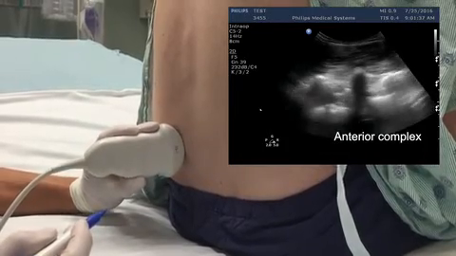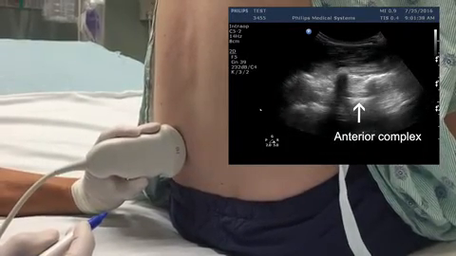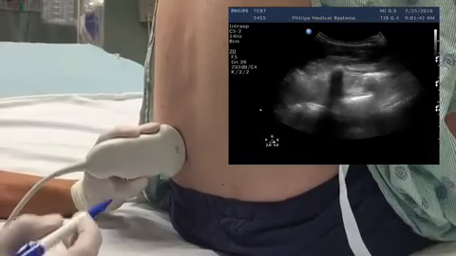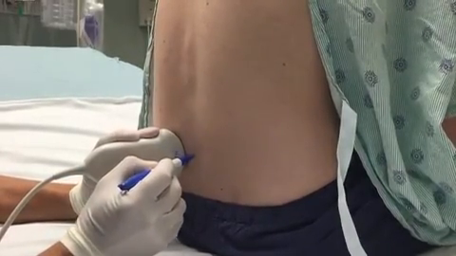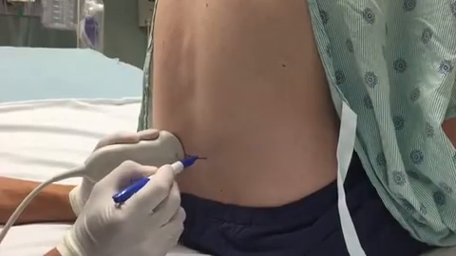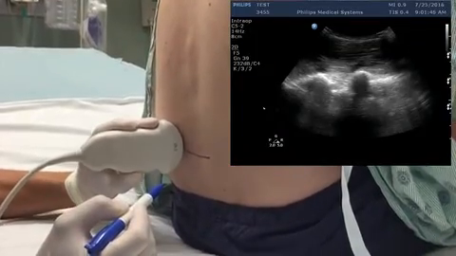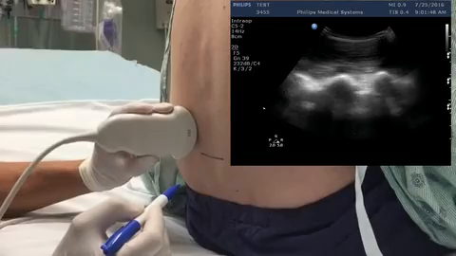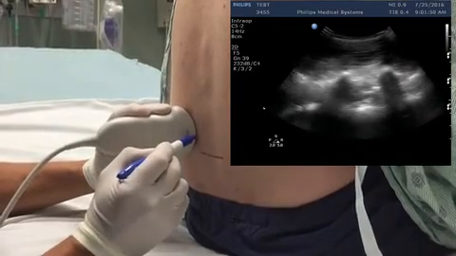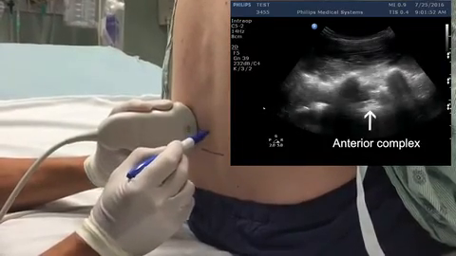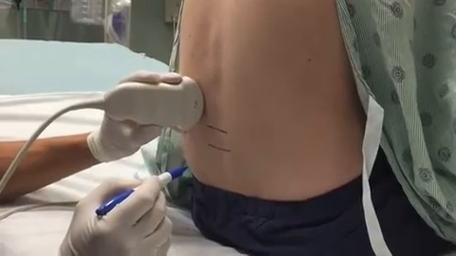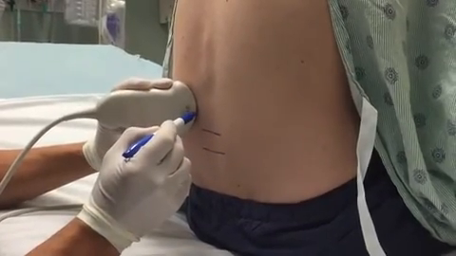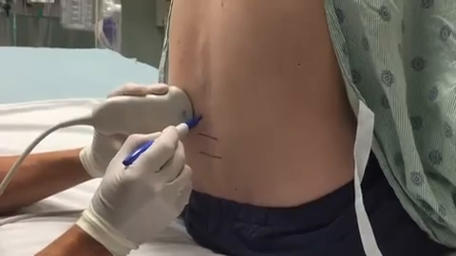The anterior complex at L5-S1 is indicated here. When this anterior complex is in the center of the ultrasound screen, simply mark the middle of the transducer with a horizontal line. Then move the transducer to the next level, repeating the process with the anterior complex in the middle of the screen. Repeat this process so that you cover at least 3 interspaces.